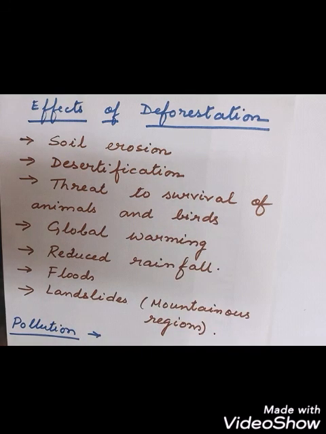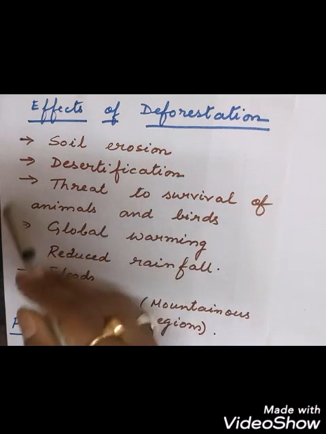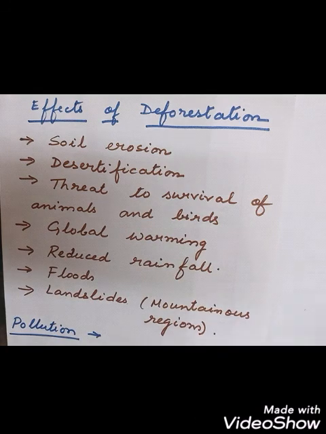Next, point number 3. Forests are the habitat of many birds and animals and insects also. So if we cut down the trees, then this is a threat to the survival of animals and birds and other smaller insects also. So animals and birds will be at a loss because their habitat will be lost due to deforestation. Deforestation also leads to global warming.